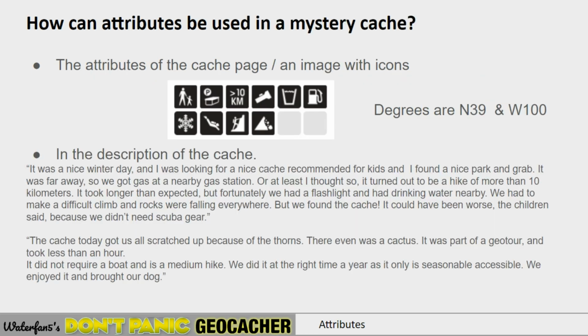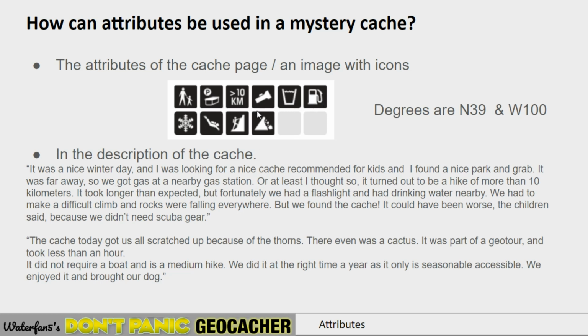So here we see two examples of puzzles that use attributes. So actually there's 3 examples on this page. The top one requires you that the degrees N 39 and west 100 are fixed, but everything else is the puzzle. So we see park and grab more than 10 kilometers, drinking nearby, gas nearby, scuba diving, etc.